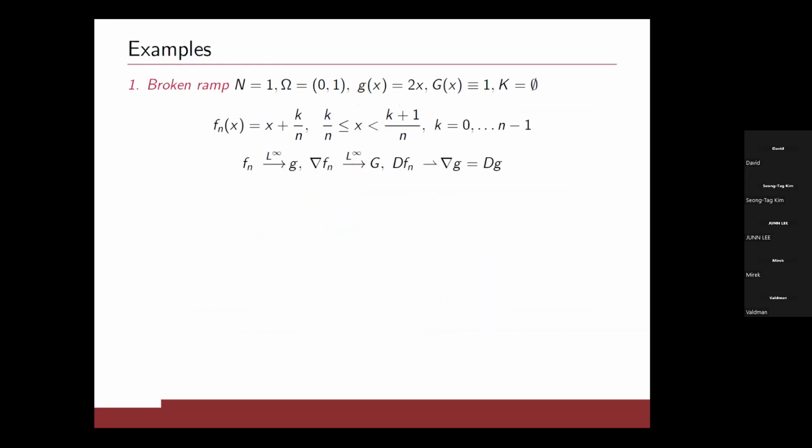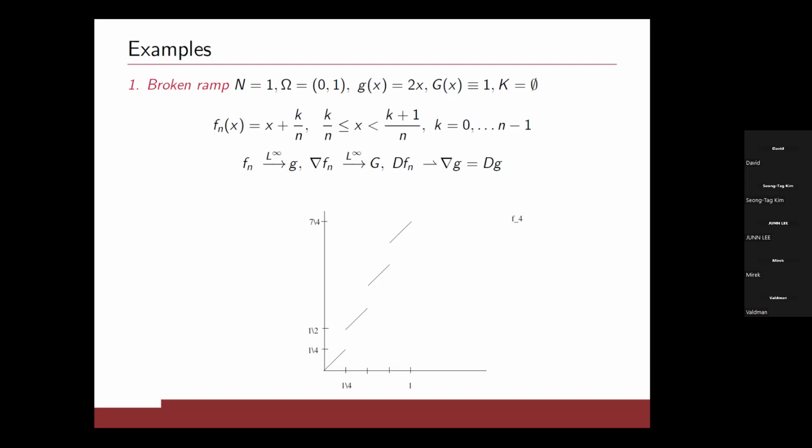Well, okay, the point is just to visualize why this introduction. I guess the idea that clarifies is this example, the so-called broken ramp. Namely, in dimension 1, you can consider that your set omega is the interval (0, 1), and then you may take your field little g to be 2x, capital G to be the constant function 1, and K to be the empty set.